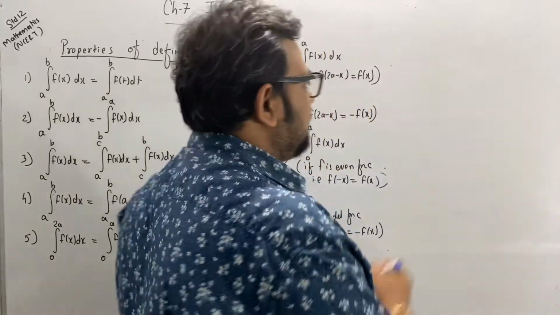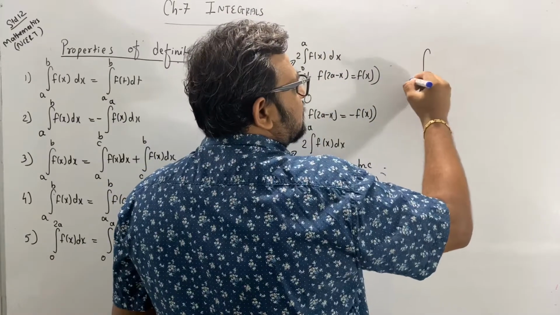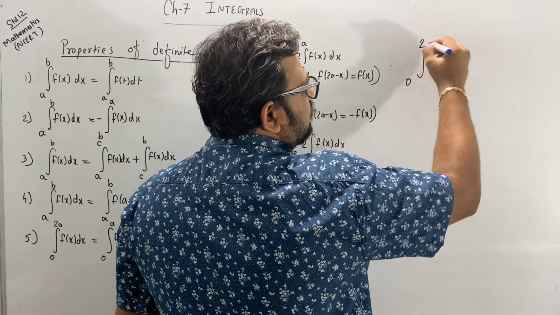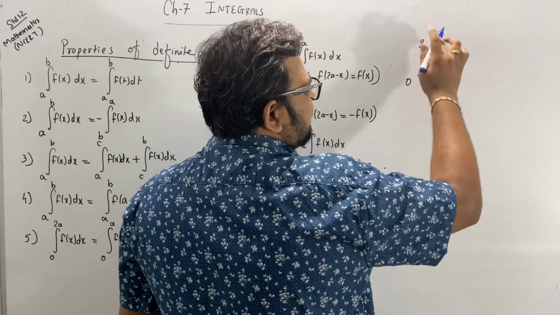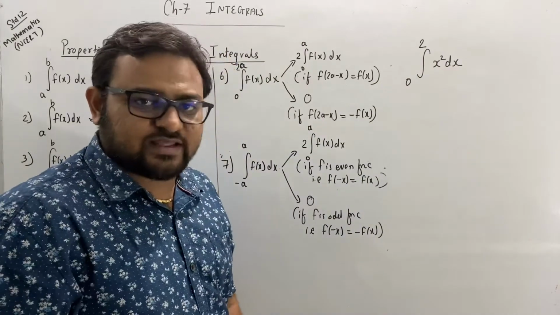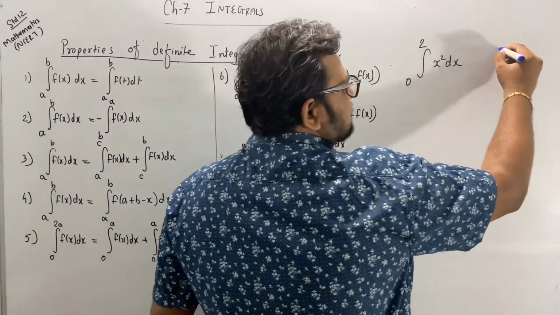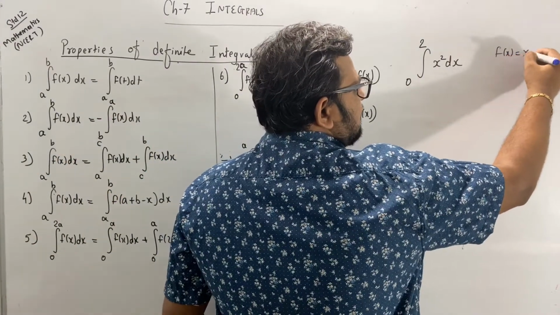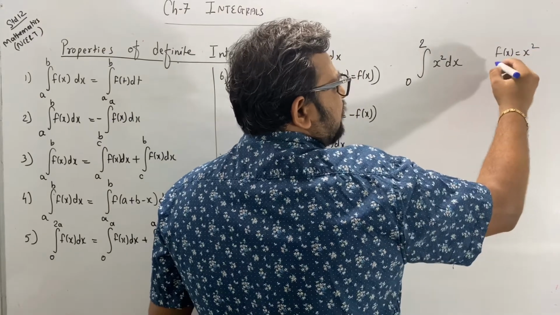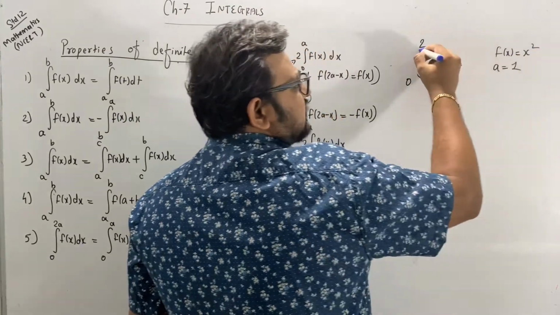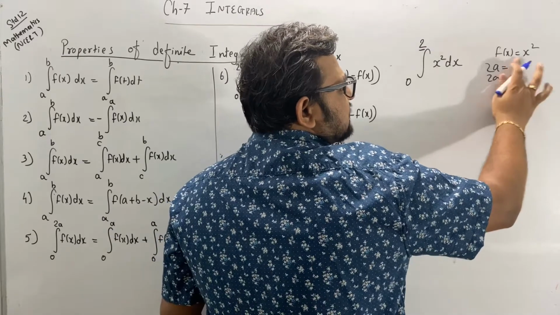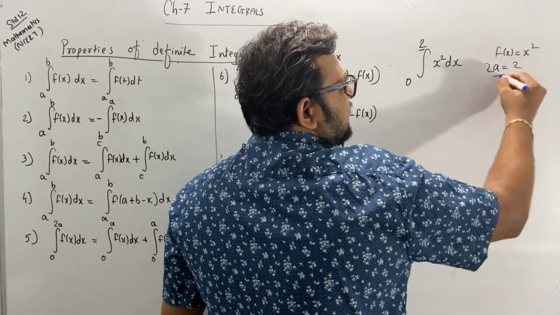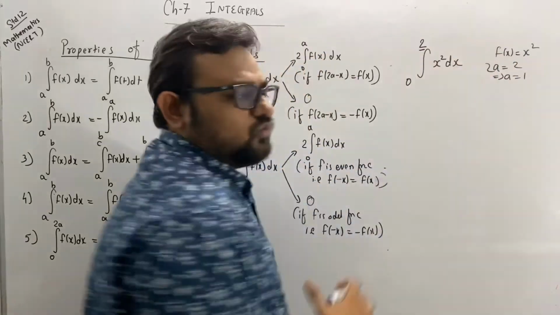Let me take an example. Integral from 0 to 2 of x squared dx. Let's say 0 to 2 x squared dx. So what is here f of x? x square, right? What is here a? See, 2a means here 2a is equal to 2. That implies a is equal to 1.